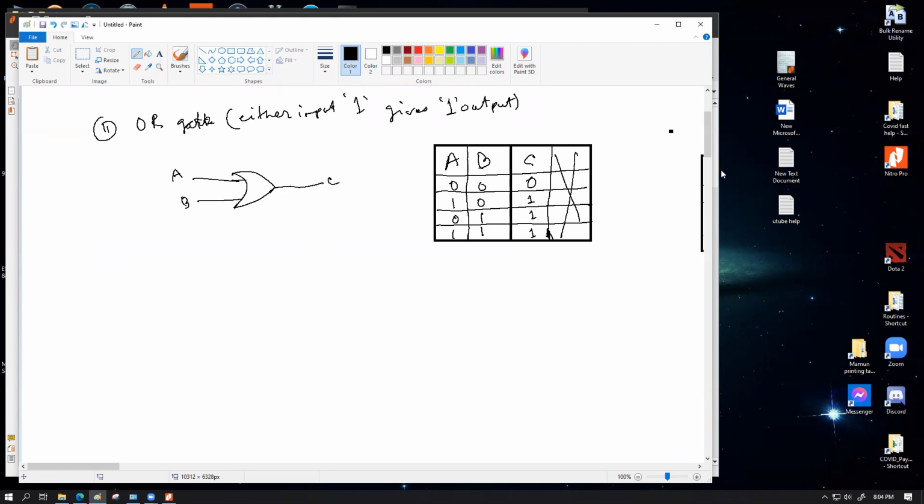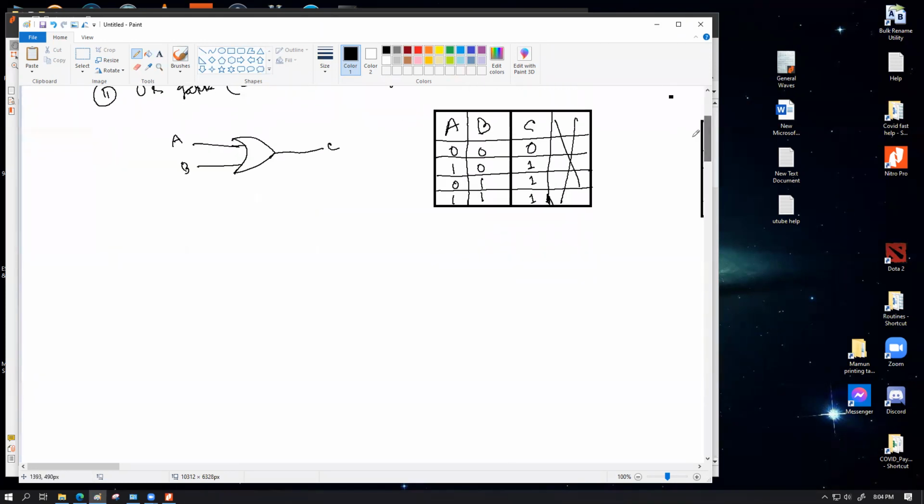So we just have to understand how they work, and that's pretty much it. The next thing that we have is the AND gate. The AND gate basically only works when both inputs are 1, giving 1 output.